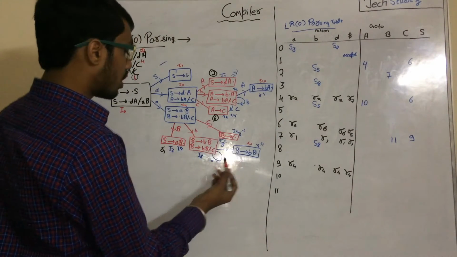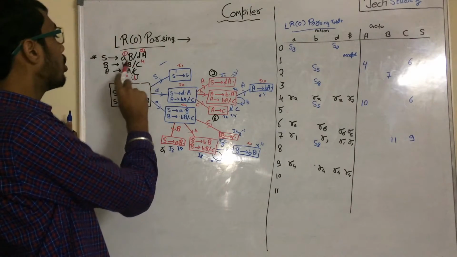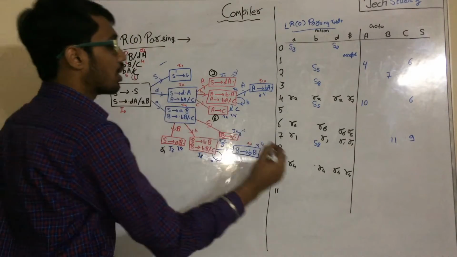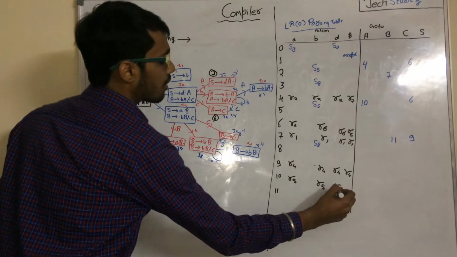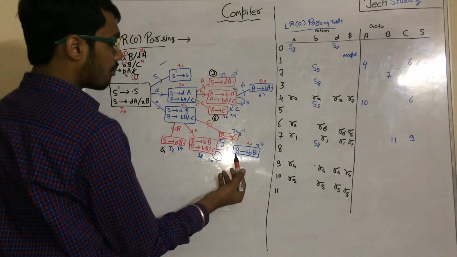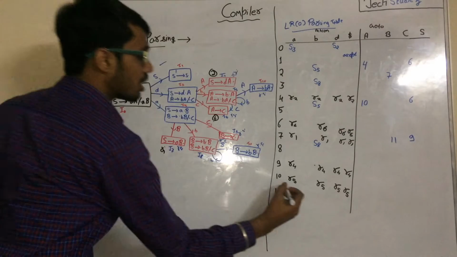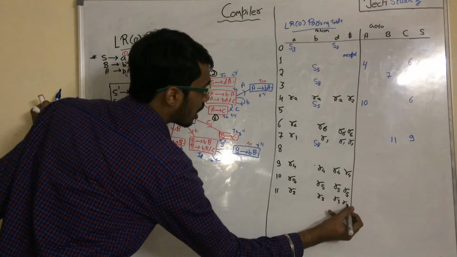Now on 10th. On 10th what we get is A to BA dot. Check here, A to BA dot is fifth. So put here R5, R5, R5 and R5. Now for 11th is B to BB, which is this? R3. So mention here R3, R3, R3, R3.